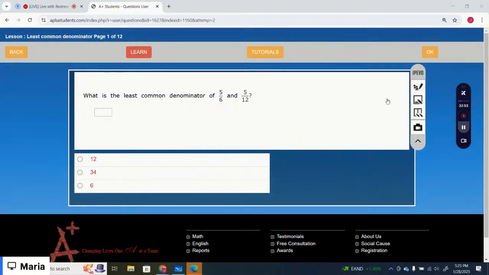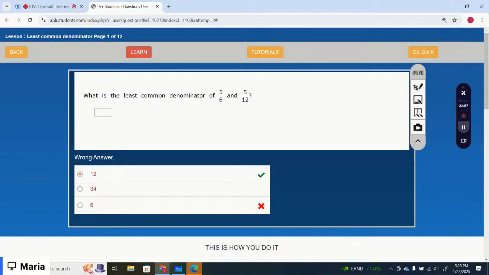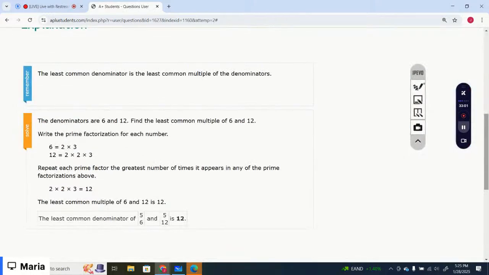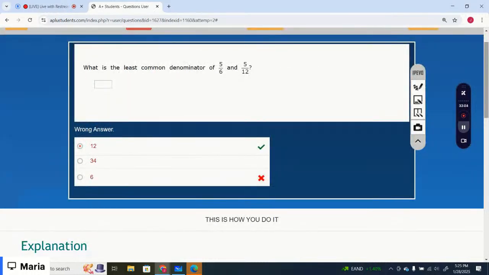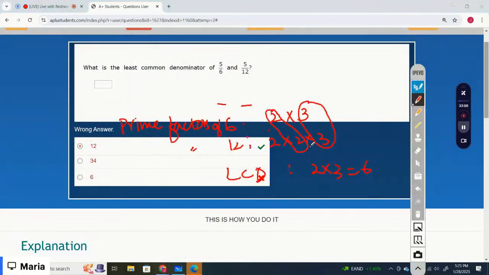That is 2 times 3 is 6. Oh, you have to multiply the common and non-common factors. 2 and 3 are the common multiples. The non-common multiple is 2. So 2 times 2 is 4 and 4 times 3 is 12. That is 12.